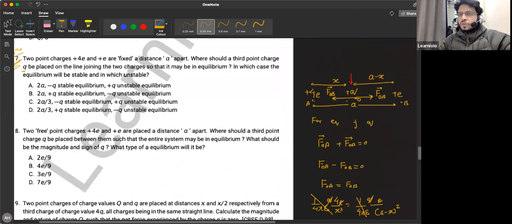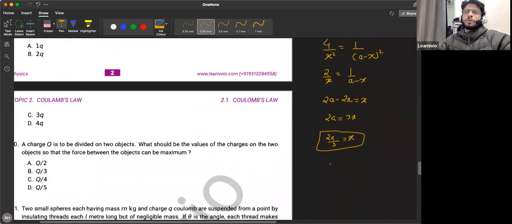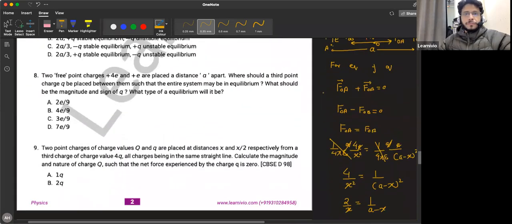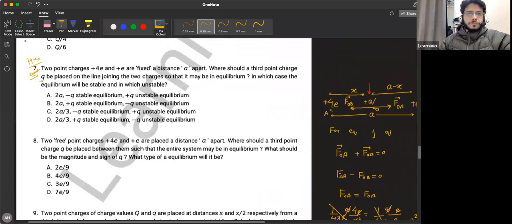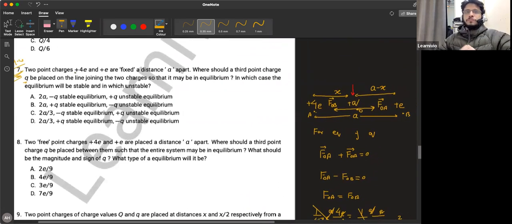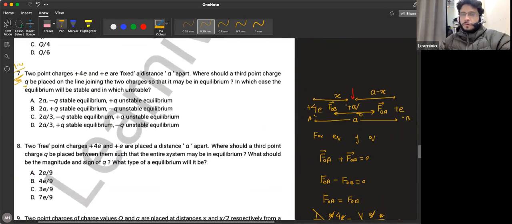For a charge Q to be in equilibrium, it should be placed at a distance X, which comes out to be 2A by 3 from the charge. This is question number 7. So do it. Is the position of equilibrium always at the center? No, it's not the center. See, this is 2A by 3. The center would be at A by 2.